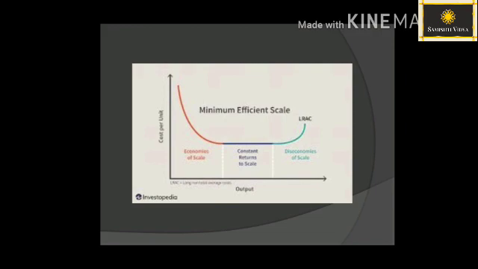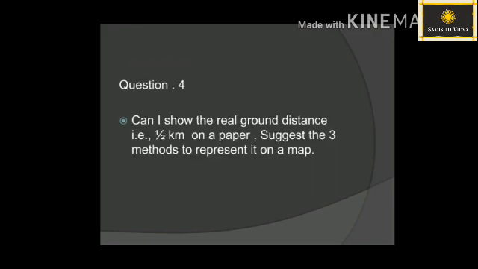Children, I stay near the school, only half a kilometer away. Can I show the real ground distance, that is half a kilometer, on the paper? If not, what are the ways of representing a scale on a map? Can I show the real ground distance that is half a kilometer on paper? Suggest the 3 methods to represent it on a map. Let's continue.